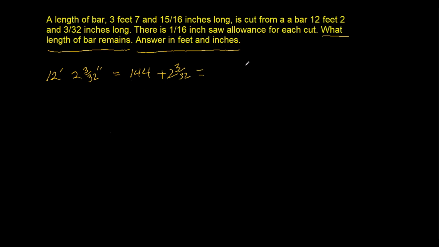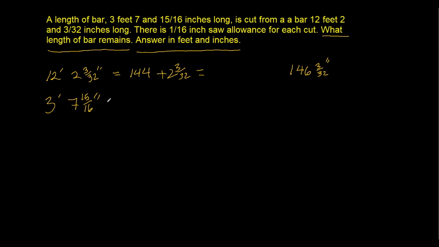We have 146 and 3/32 inches. Now, what are we going to do with that? We're going to cut a length of bar 3 feet, 7 and 15/16 inches long, and we're going to allow ourselves another 1/16 of an inch for a saw cut.